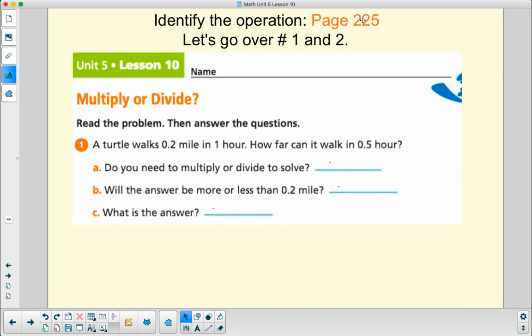So go to page 225. Many of you don't have a book. That's okay. I have the problem right here for you. Just pause the video when you need to work something out.